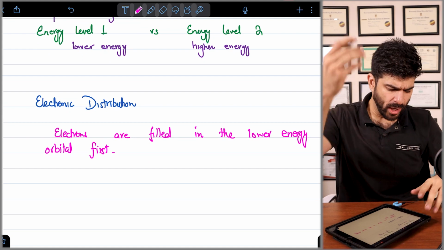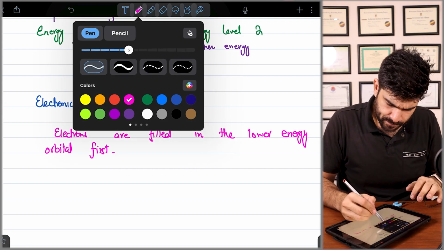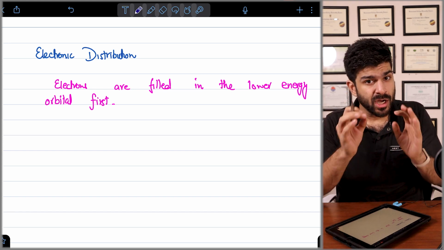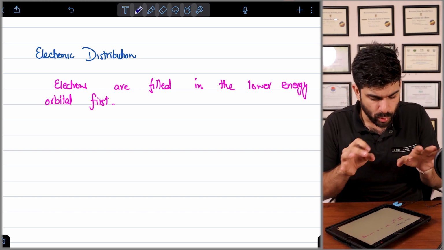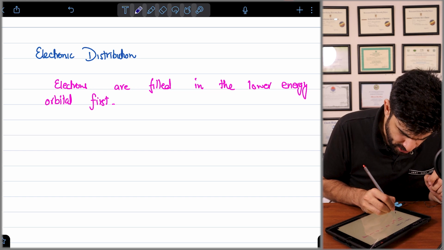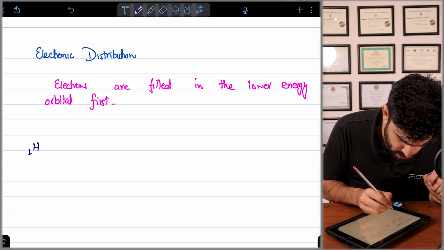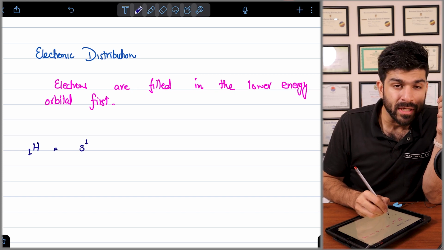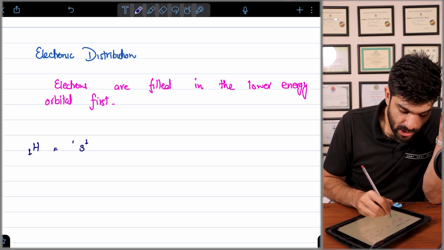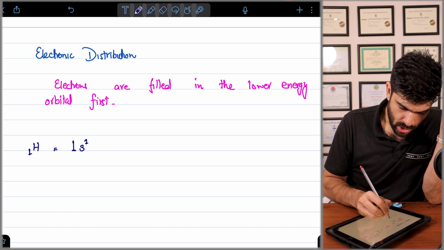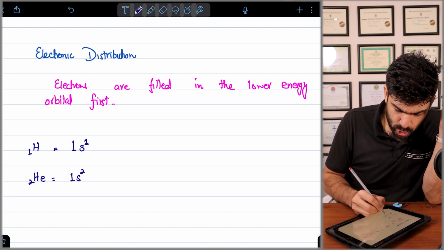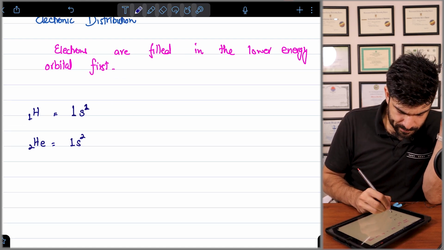So let's talk about a few elements today. We will discuss further concepts in the next lecture, but we need to discuss a few examples. For instance, we have hydrogen, one electron. Where would that electron be? It would be in the s orbital. But which s orbital? 1s1. What do we know about helium? 2. So 1s2.